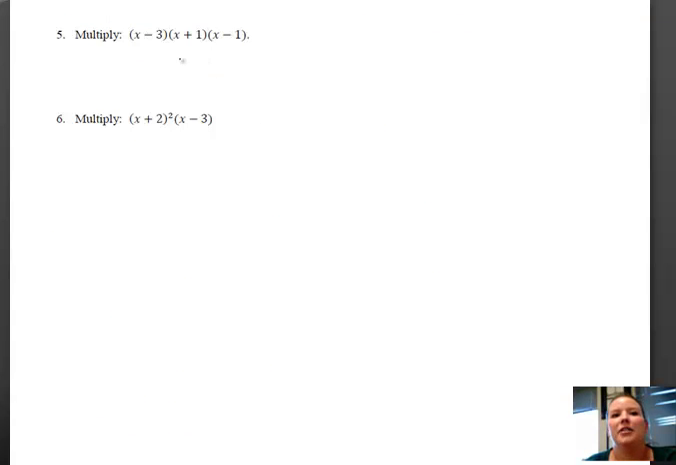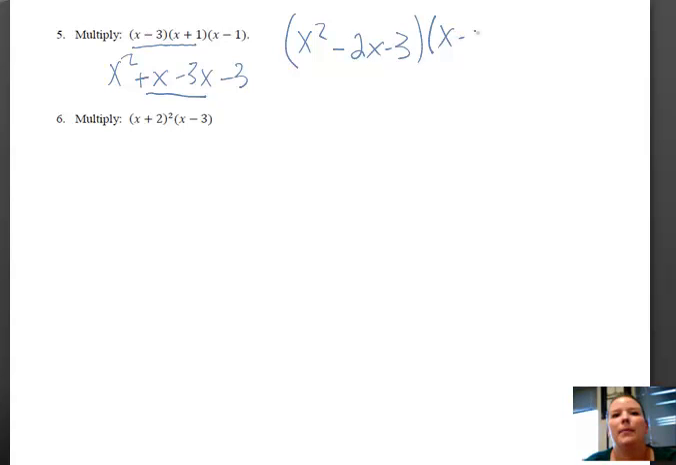Alright, multiplying. Multiplying is just FOILing. Remember, you FOIL the first two together, then you multiply by the second one. So I would have x squared plus x minus 3x minus 3. Then combine the terms in the middle, so I have x squared minus 2x minus 3, and that's my final trinomial. Then I'm going to multiply it by the last term. So I get x cubed minus 2x squared minus 3x minus x squared plus 2x plus 3.